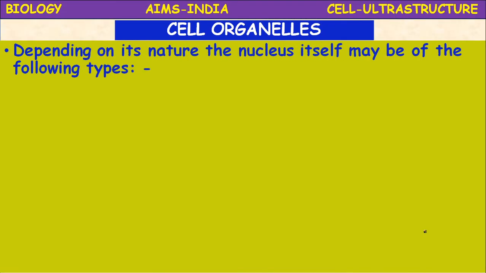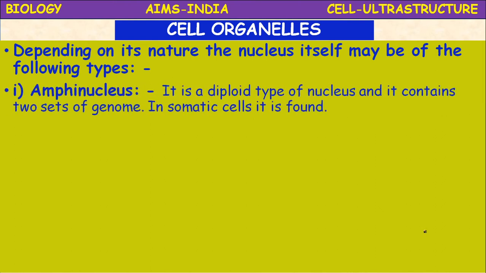Next, another type of classification. Depending on the nature of nucleus, the nucleus itself may be of the following types: amphinucleus. Amphi, it is a diploid type of nucleus and it contains two sets of genomes, means two sets of chromosomes, and in somatic cells it is found. Okay, these are all the terms you have to remember.